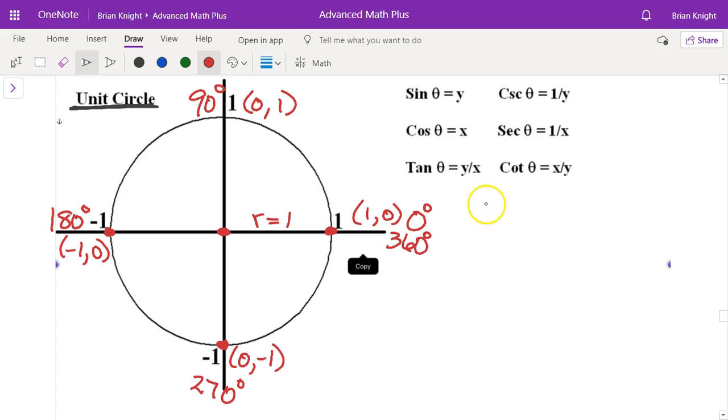It says if I wanted the sine of 180 degrees, well, what's it say sine equals? Y. I come over here. Here's my point for 180. There's x. There's y. So what's the sine of 180 degrees? 0.